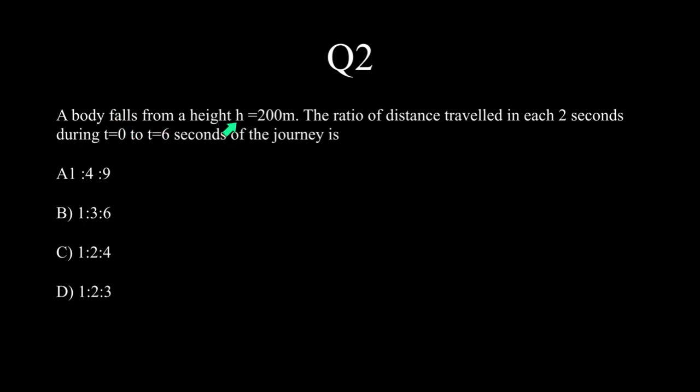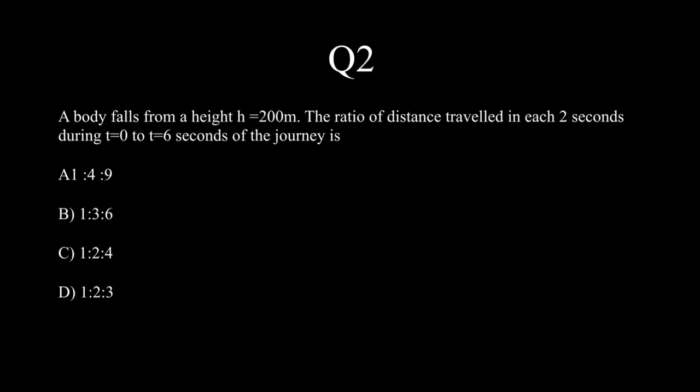A body falls from height h equal to 200 meters. The ratio of distance traveled in each 2 seconds during t equal to 0 to t equal to 6 seconds of the journey is. Let us visualize the concept first and then we'll see how to solve it.